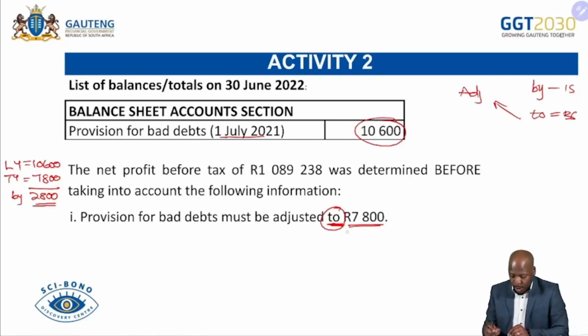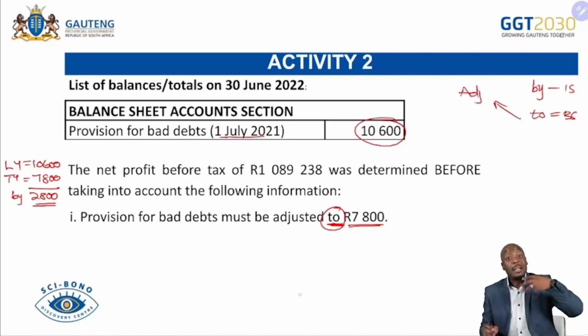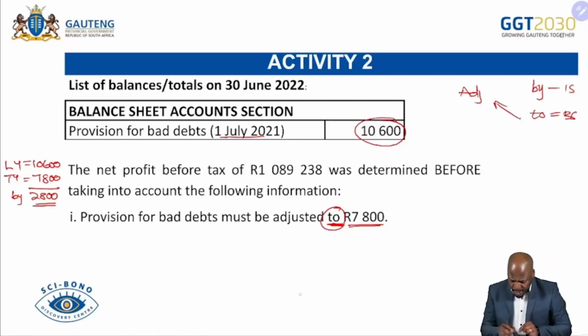Okay. So in this particular case, remember we're preparing the correct net profit. Okay. So what we want is the adjustment amount. What has it increased or decreased by? Not the to. The to goes to the statement of financial position, the balance sheet. But what we want is the by. What is it increased or decreased by? In this particular case, it has decreased. And when it's a decrease, you remember what I said earlier on? A decrease becomes income. So we're going to get an income of 2,800.